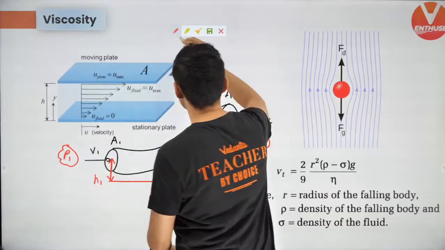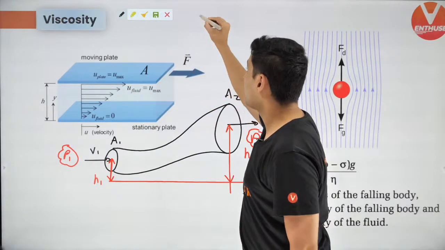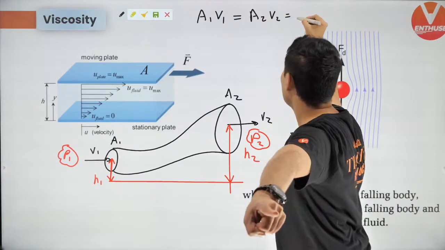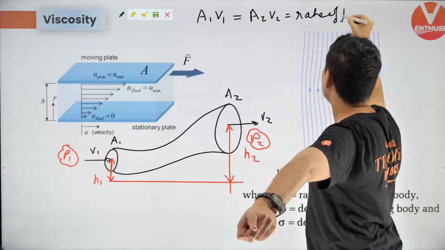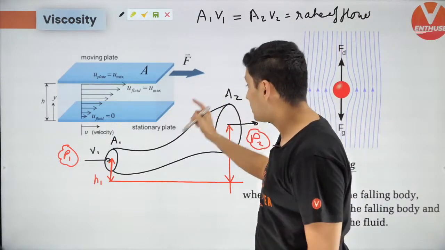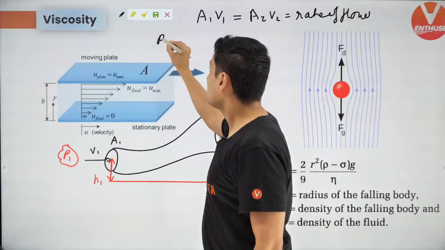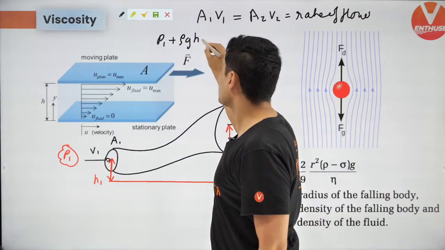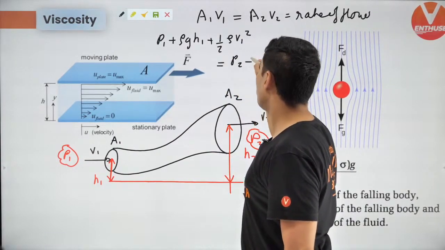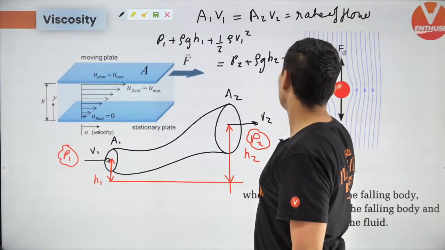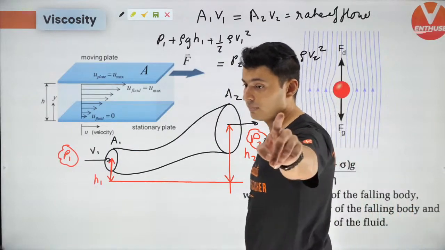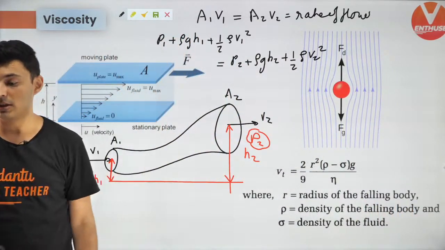Then there are two equations which you should keep in mind. What are those two equations? Number one, equation of continuity: A1 V1 is A2 V2, which is called the rate of flow of the liquid. Another important equation has three terms: P1 plus rho g H1 plus half rho V1 square will be P2 plus rho g H2 plus half rho V2 square. This is Bernoulli's equation. Keep this in mind. Two very, very important equations.